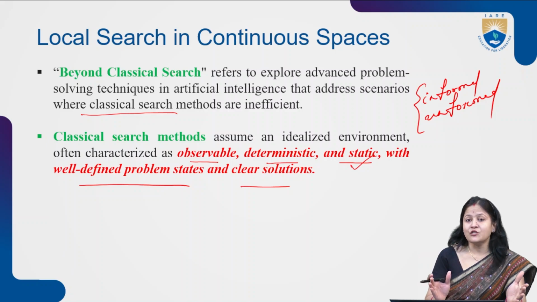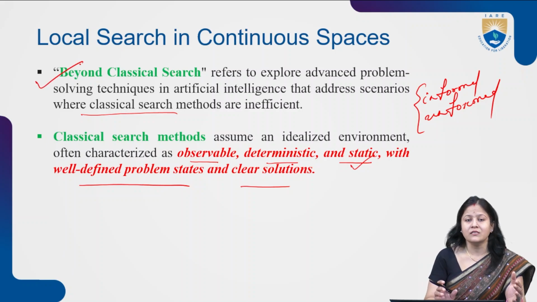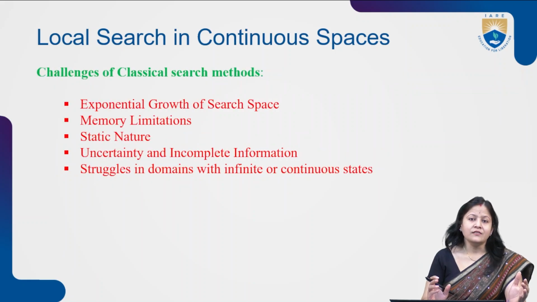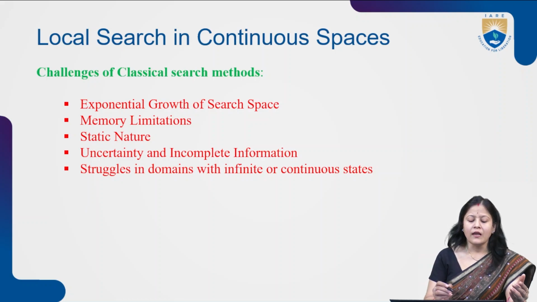But if the state space is too large, which is not beyond our imagination, or the environment is dynamic, or the environment is not observable, which is partially observable, then we can go for this beyond classical search, which is called online search. So these are the challenges of the classical search methods that I have discussed just now, like exponential growth of search space.